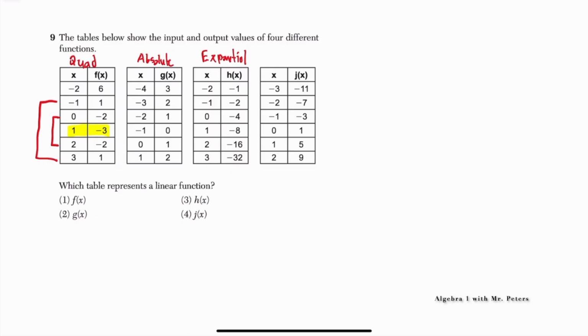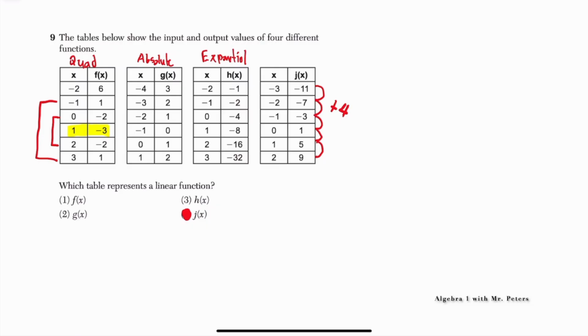But then when I look at the last one, this one is probably going to be the answer, because when I look at the difference in y's, all of these are going to have a consistent change of adding 4. So the linear function is going to be the j of x function. And this is how you could use small details to eliminate your answers and get to the right one.